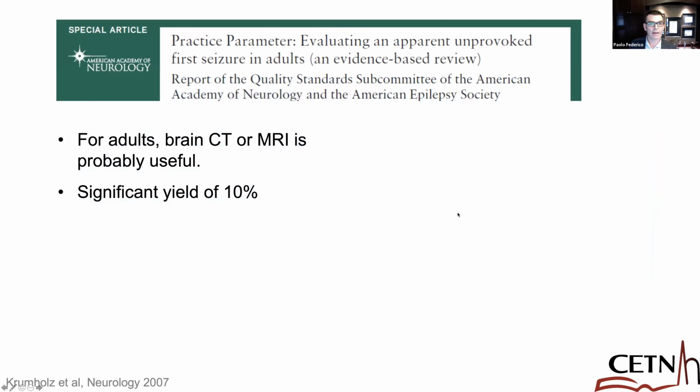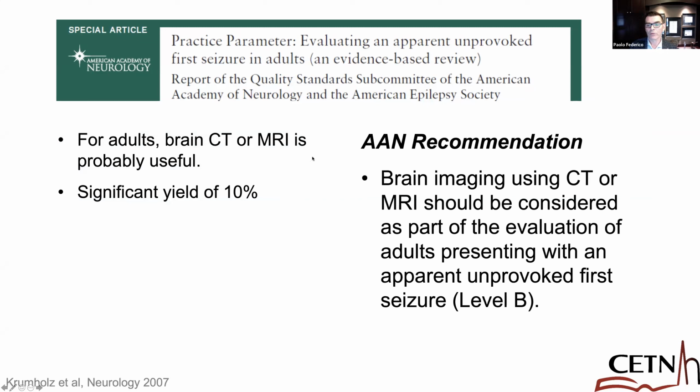So here's an old study. It's an evidence-based review put forward by the American Academy of Neurology back in 2007 about the usefulness of imaging following the first seizure. Essentially, they deduced that brain CT or MRI is probably useful with a significant yield of at least 10%. So their recommendation is that brain imaging using CT or MRI should be considered as part of the evaluation of a person with their first seizure. We would recommend imaging with a cranial MRI if the resources are available, but certainly at the very least, a CT scan should be performed.